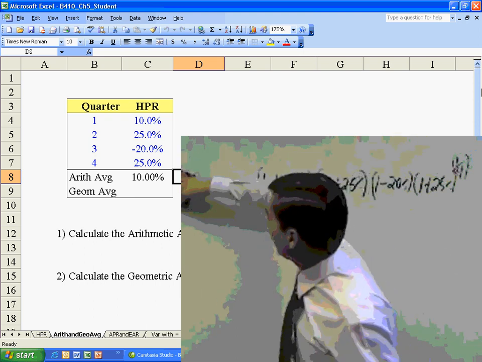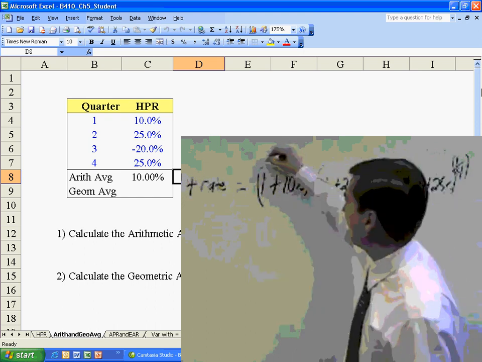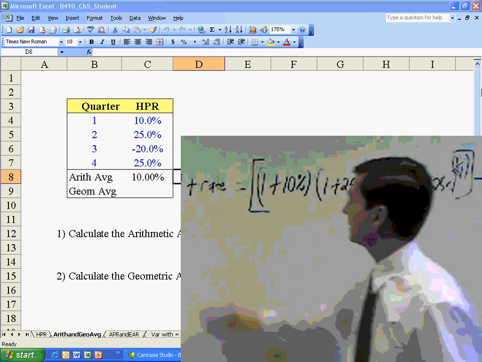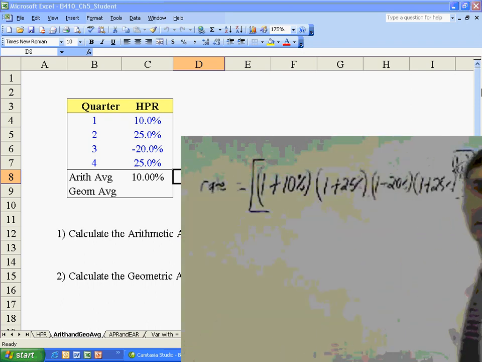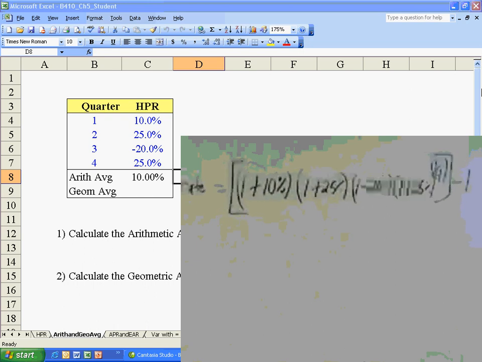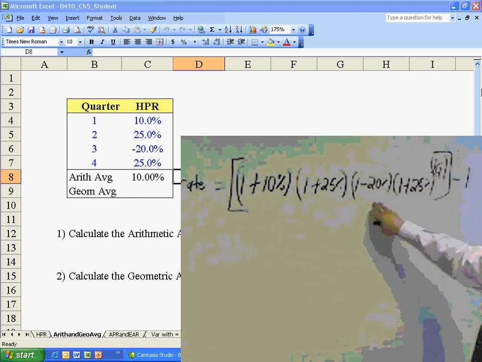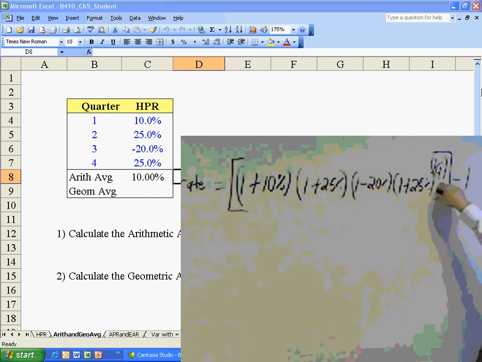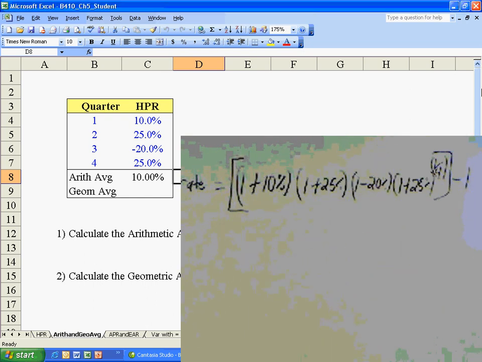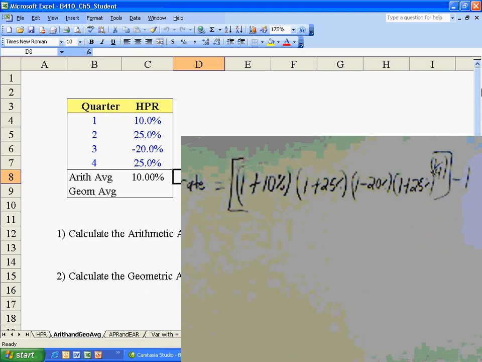Essentially, we can take the brackets away now and subtract 1 from both sides. What you end up getting here is the rate is equal to 1 plus this rate times this rate times this rate times this rate. I take all of those, I raise them to the power of 1/4, and when I figure out that answer, I subtract 1 from it. That's what the equation is saying, and I will come up with the average rate, the geometric average.